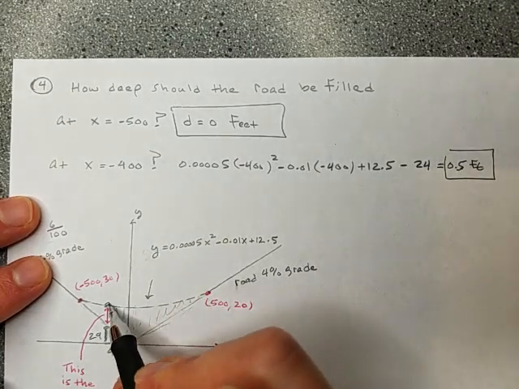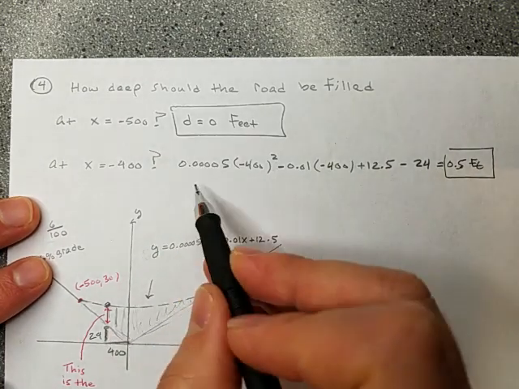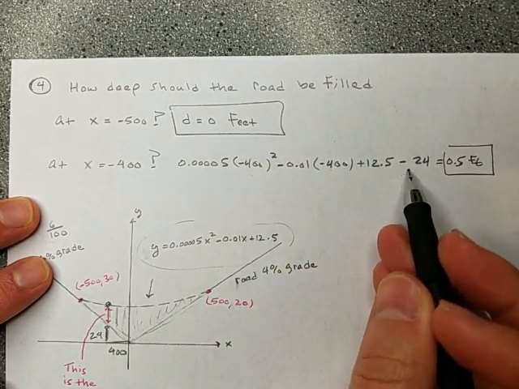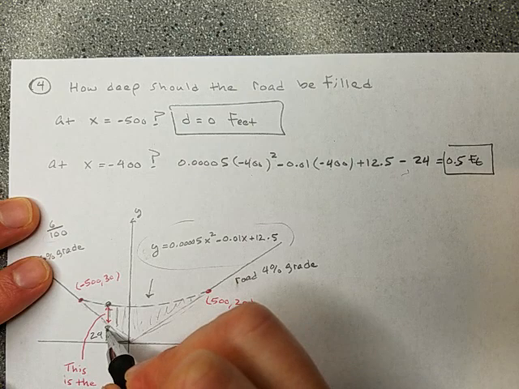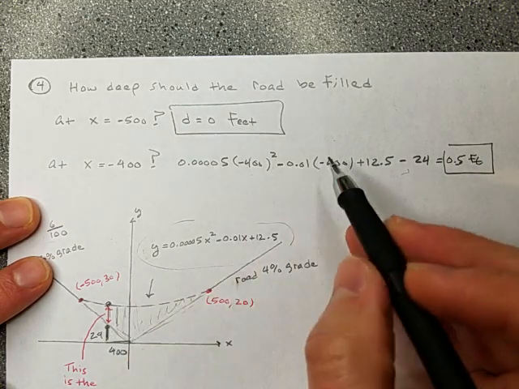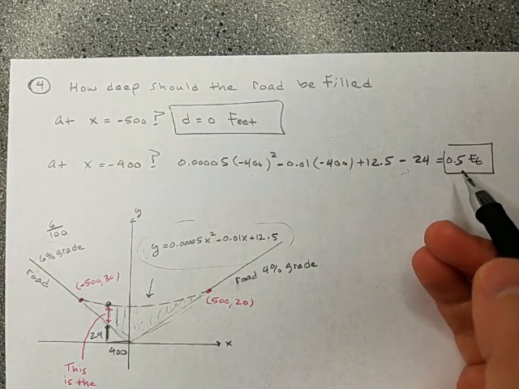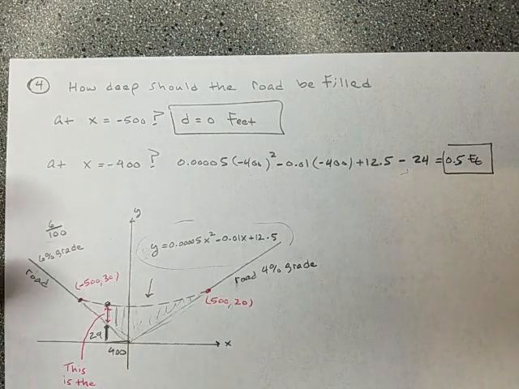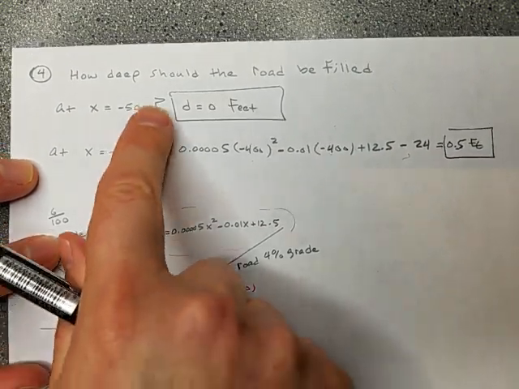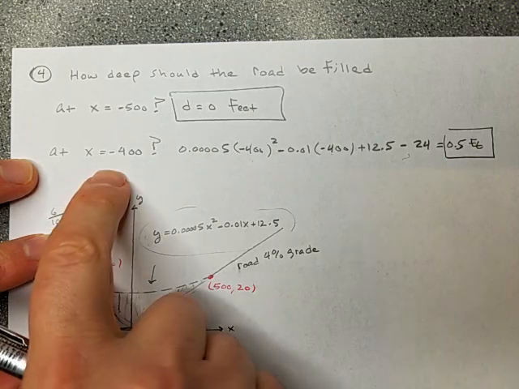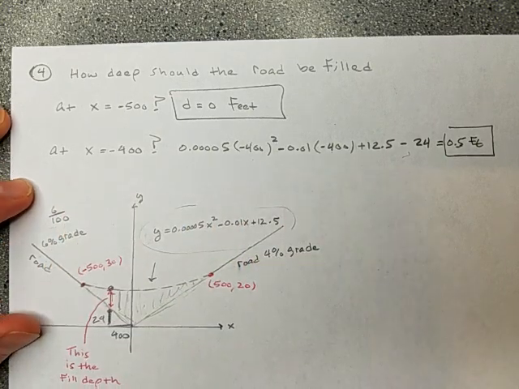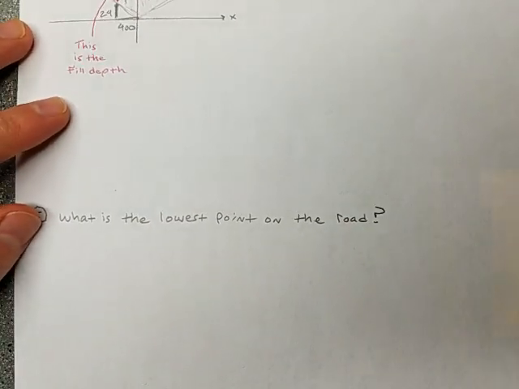So I found the y-coordinate here by putting negative 400 into that, and then I subtracted 24 feet up, which is how high up the slope of that mountain is at that spot. I subtract them, I get half a foot, okay? All right. So next thing, one last thing, because you could do any others like this. If I say negative 300, negative 200, you could figure it out the same way. Last thing, what's the lowest point on the road?